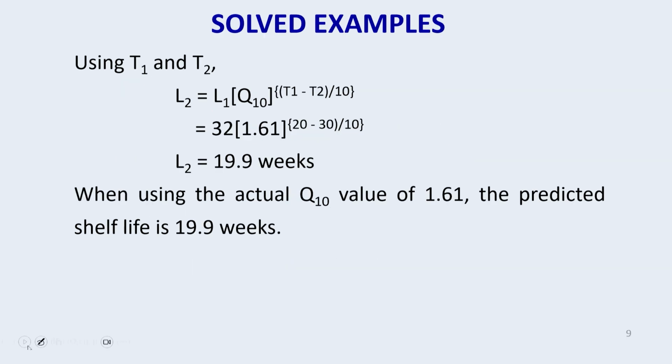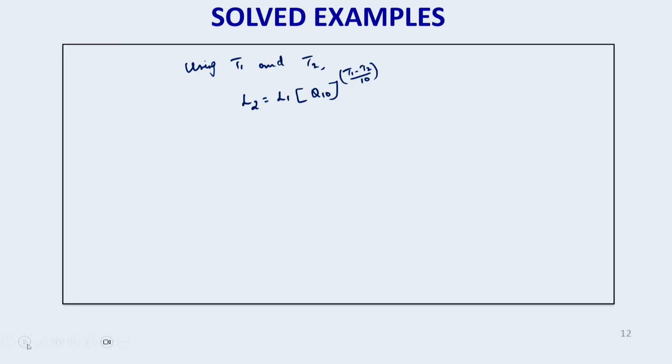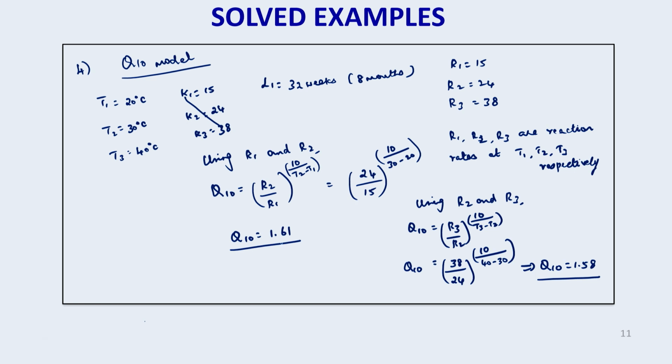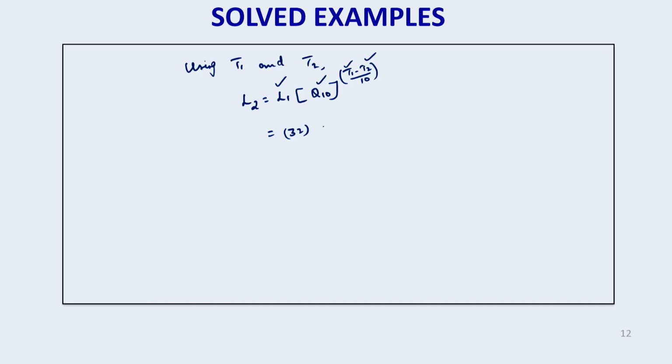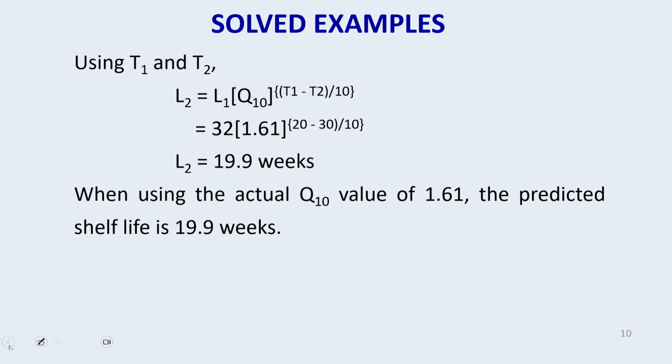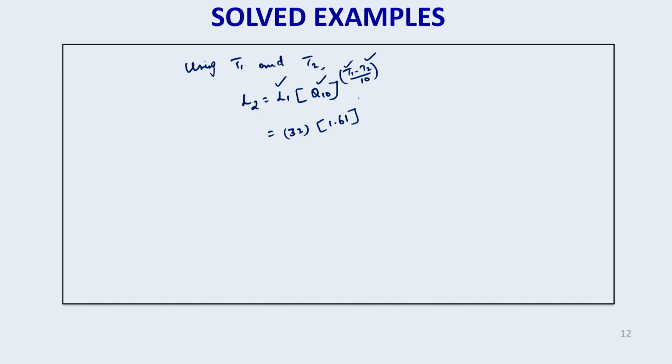So L1 is given as 32 weeks. Q10 we have calculated. T1 and T2 are given. So substituting, this is 32 weeks. Q10 is the one which I have calculated using R1 and R2, that is 1.61. This is 1.58. So I will take the maximum one, 1.61. T1 minus T2 by 10, that is 20 minus 30 divided by 10.